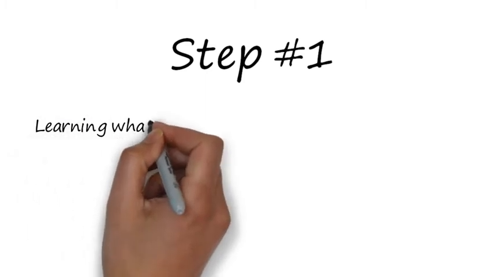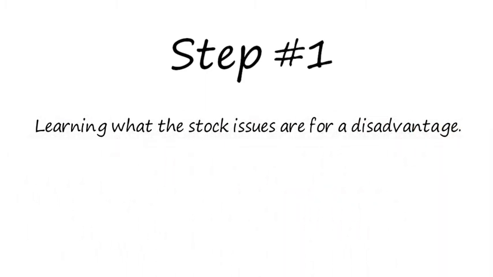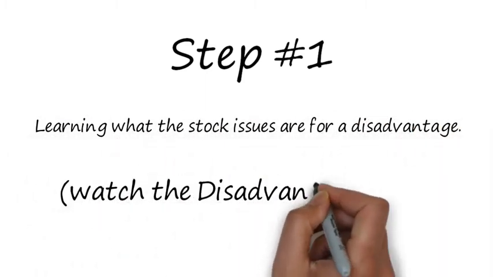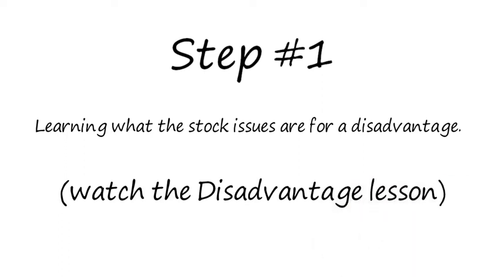The first step is learning what the stock issues for a disadvantage are, and if you haven't learned what those stock issues are, then you should complete that lesson first. But that one lesson is not enough. People don't compose disadvantages every day, so the activity is foreign to them.